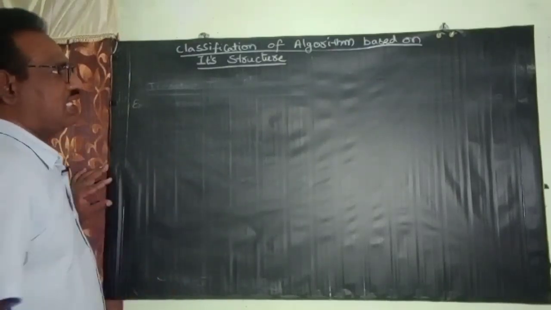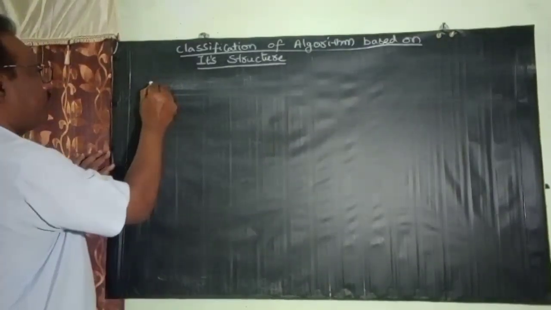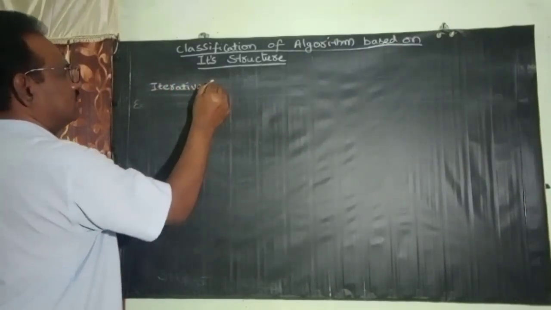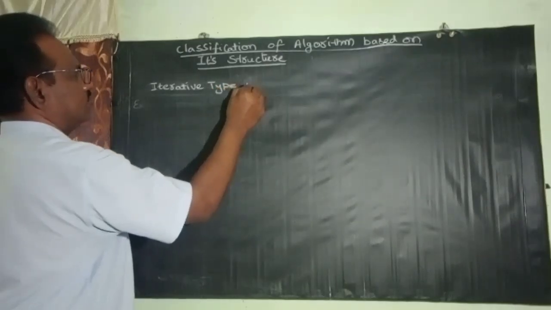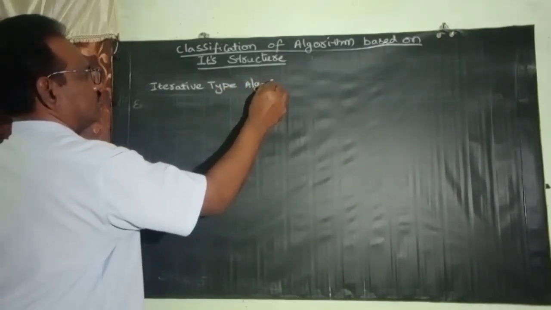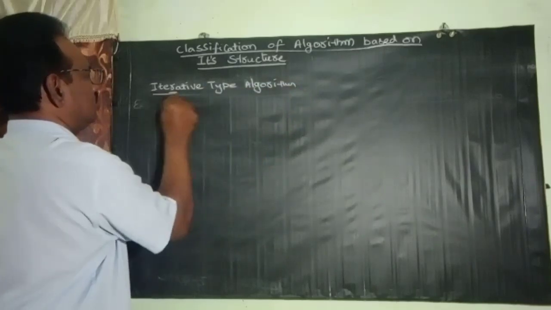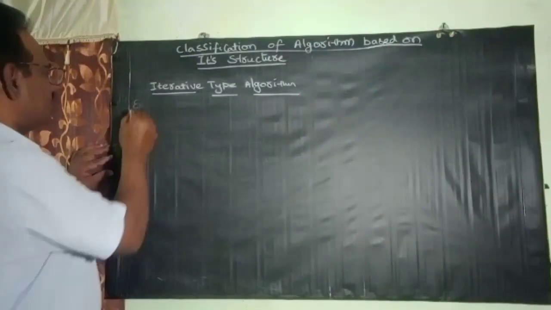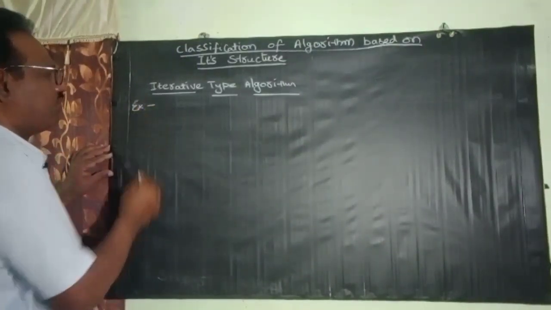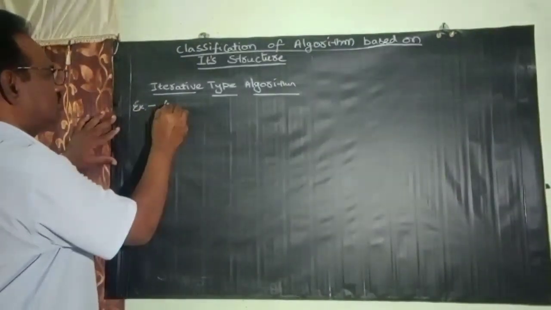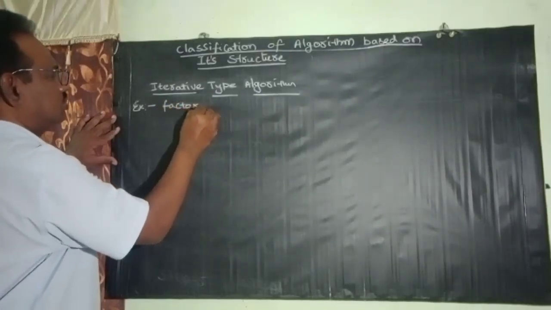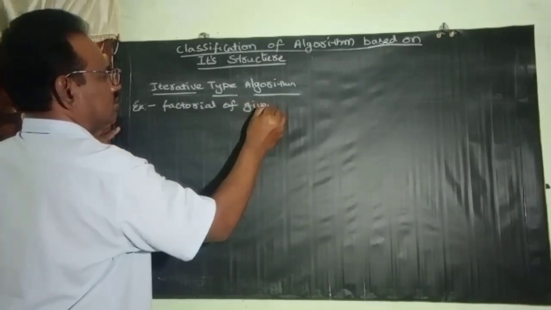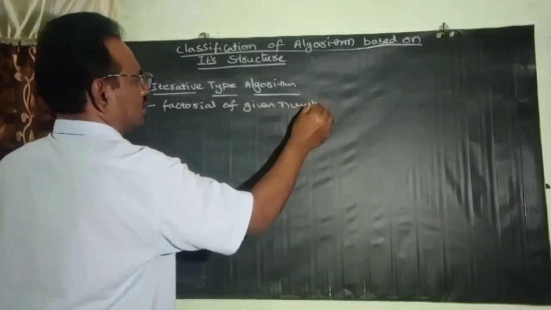The third category of algorithm is the iterative type structure or algorithm. In the iterative type structures, I am going to explain with finding the factorial of a given number n.